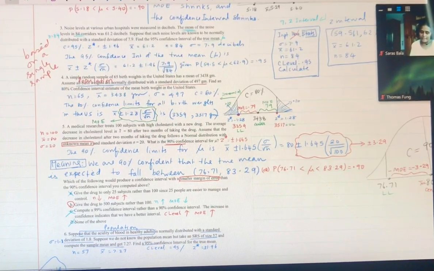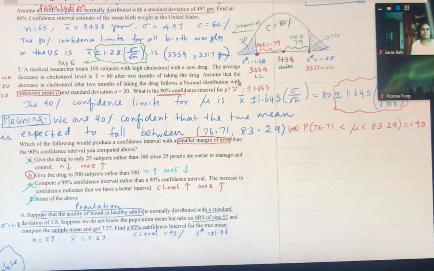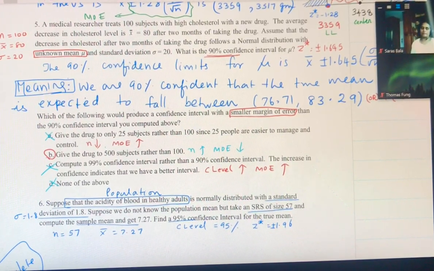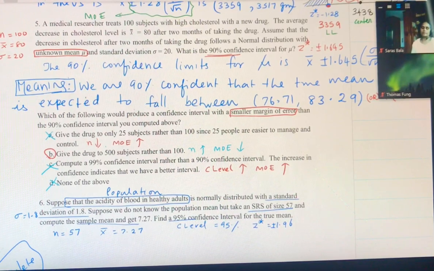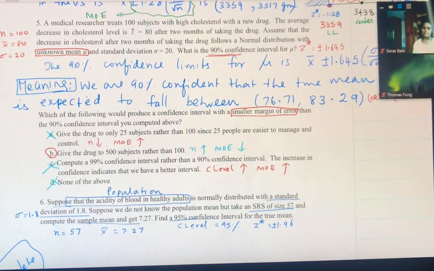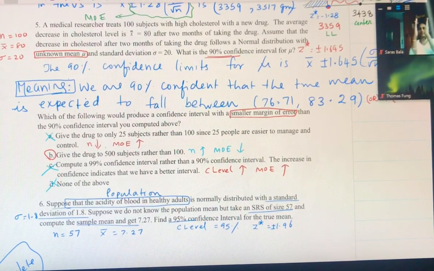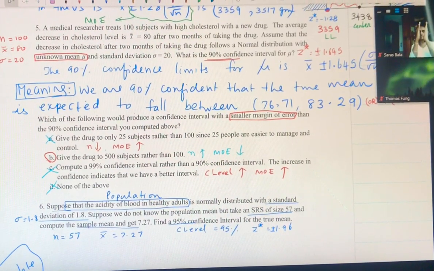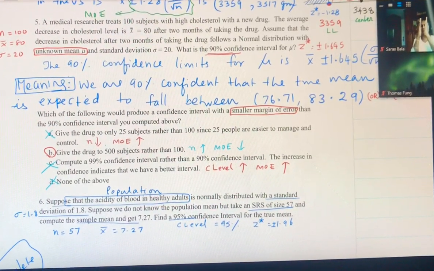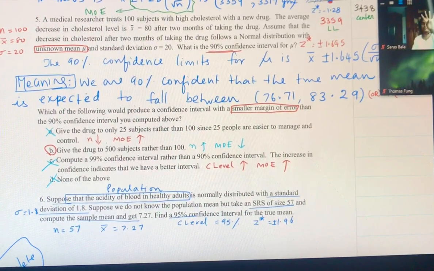So the next one is going to be the confidence limits for you. But let's focus on the multiple choice question. Which of the following would produce a confidence interval with a smaller margin of error than the 90% confidence interval you computed above? There are 4 options given, and option 1 says give the drug to 25 subjects rather than 100 subjects. My criteria is to have a smaller margin of error. We do not want a larger one. Out of the 4 sentences, I need to pick the correct one.